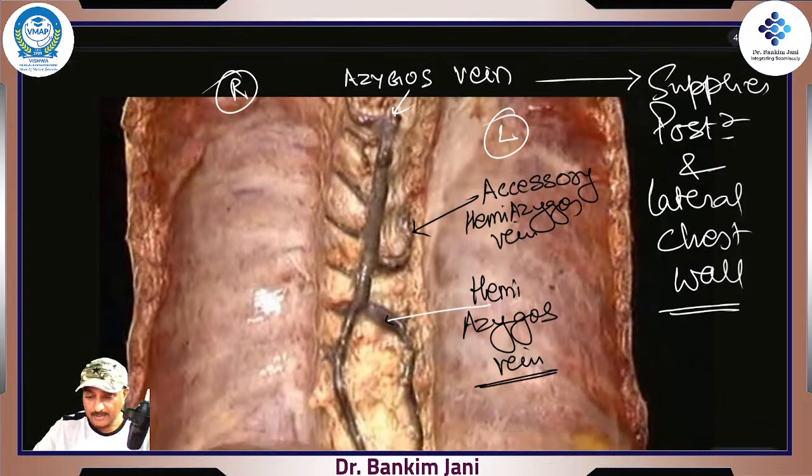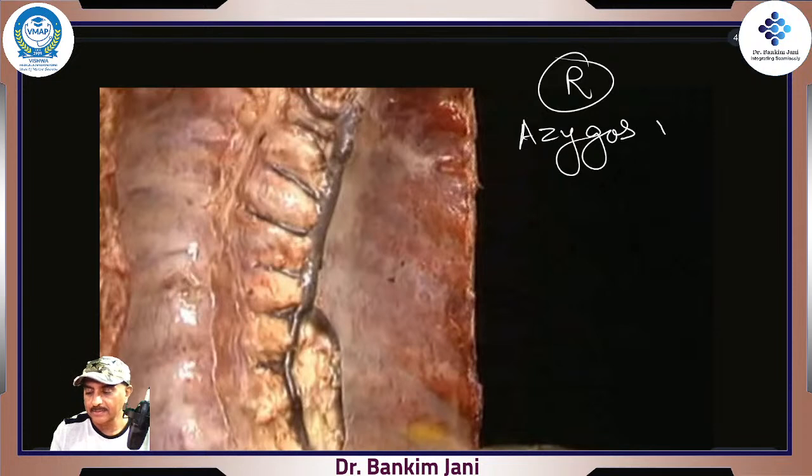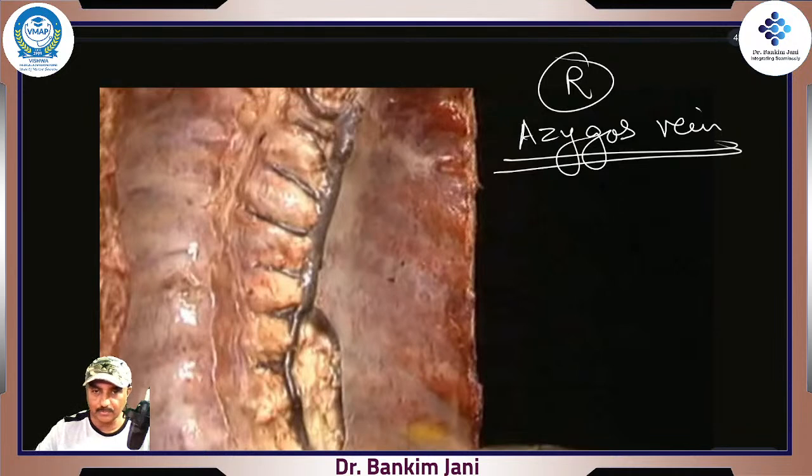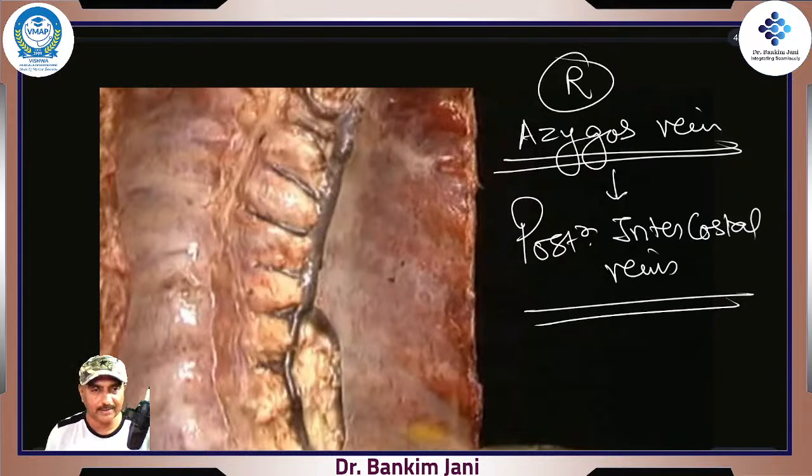To see it, let's rotate. So now we are watching only the right side. We have rotated it, and this is the right azygos vein. Right side azygos, that's what we are watching. And all of them are nothing but they are giving to what are called the posterior intercostal veins. Posterior intercostal veins. Great.